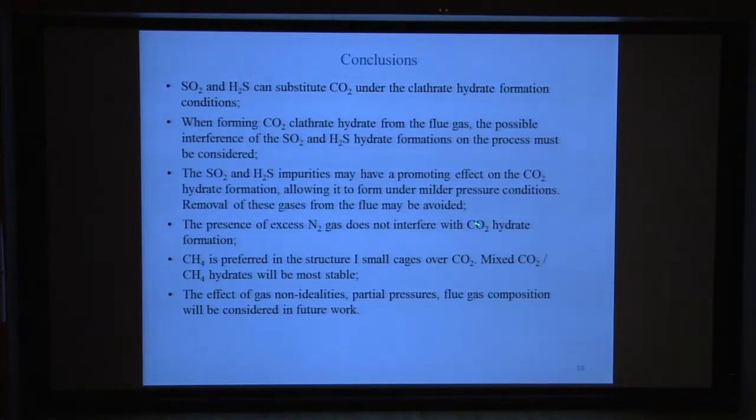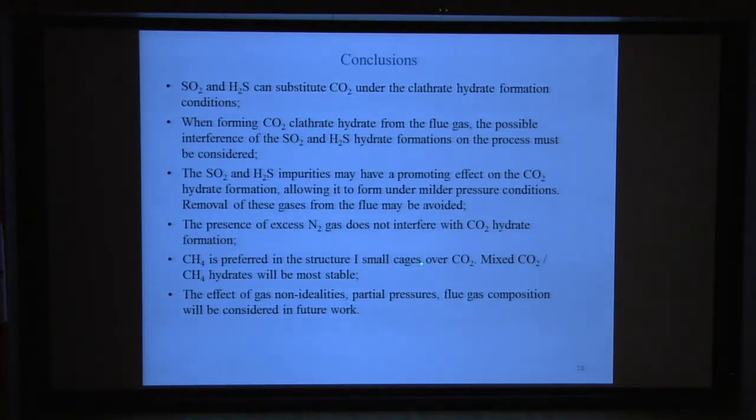Nitrogen gas will likely not affect the CO2 hydrate formation conditions because the delta G is so small. In general, all of these impurities will likely interfere only to a small amount, given that they're in so little concentration. So we don't necessarily have to worry about separating the SO2 and H2S from the hydrate unless they start forming at a very early stage.